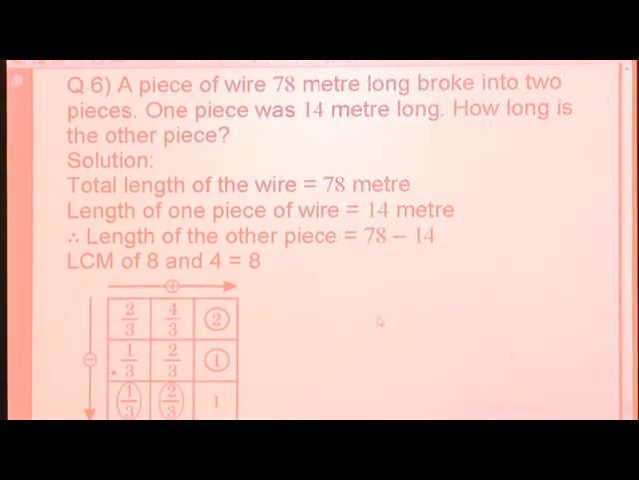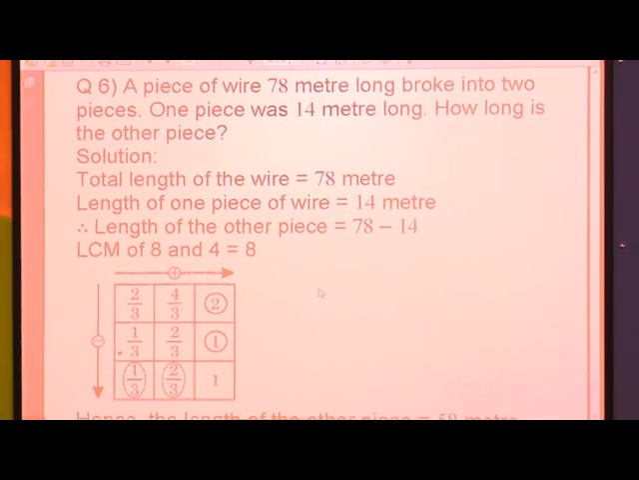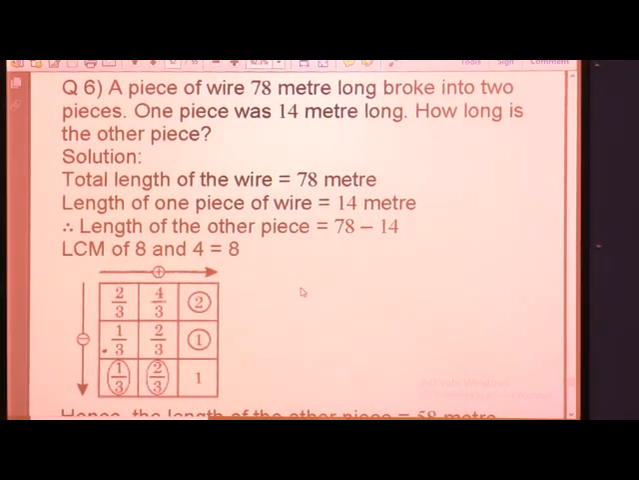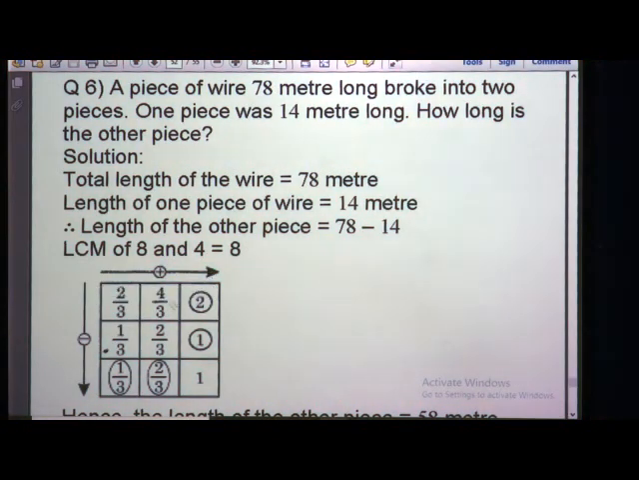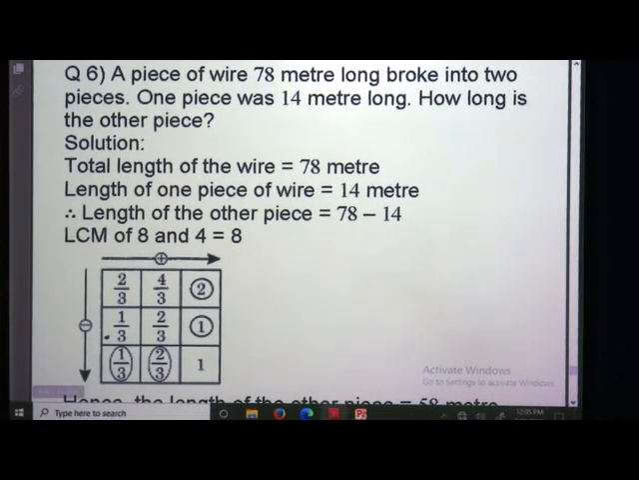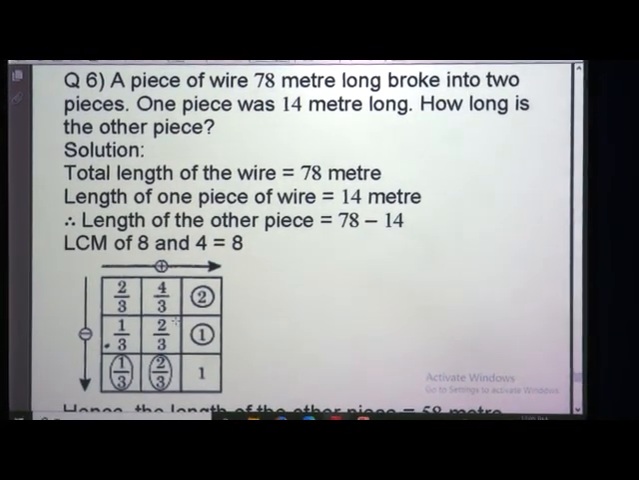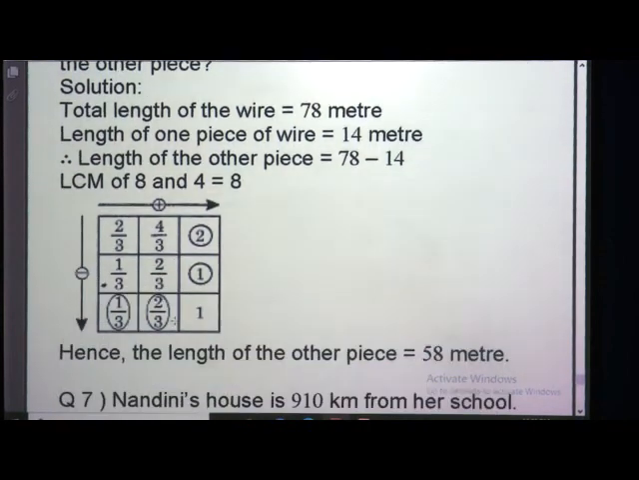See, a piece of wire, okay, it is regarding the same type of box wherein we need to do the addition and subtraction. I have explained, you can just try it.